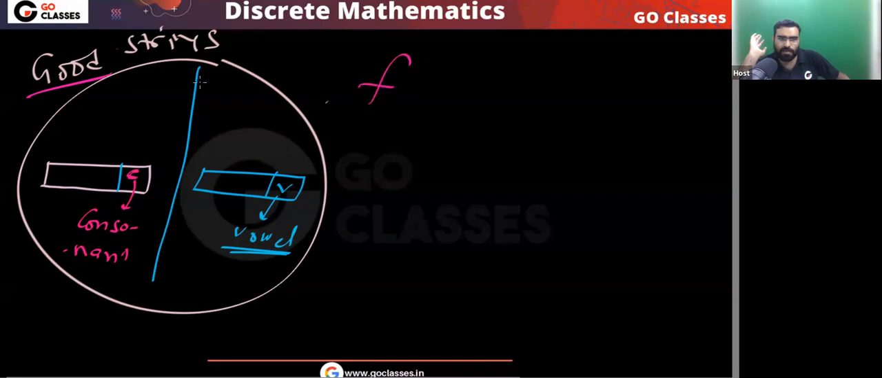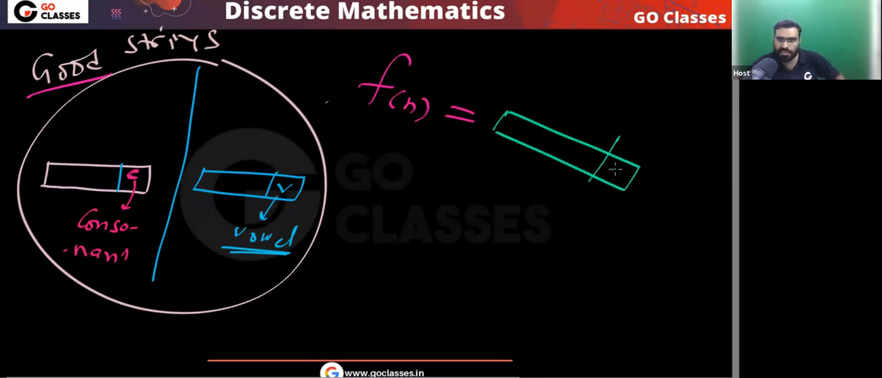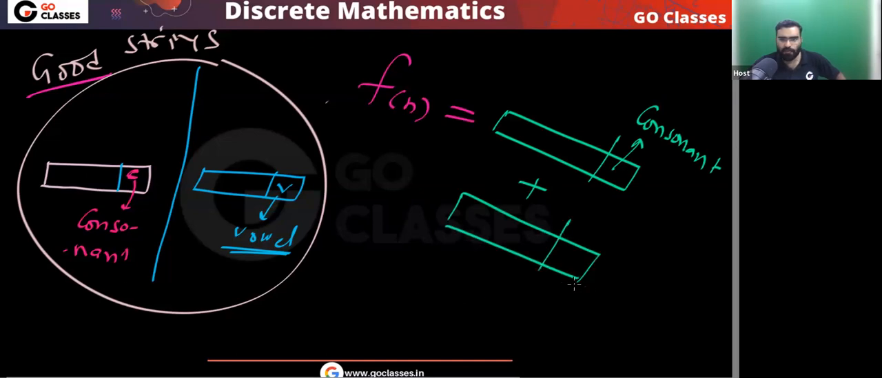I will just add. fn is the number of good strings of length n. That will be equal to how many good strings of this type are there where you have consonant here, plus how many good strings of this type are there where you have vowel here. So this is my answer. Is this point clear? How many good strings are there where the last symbol is consonant, and how many where the last symbol is vowel.